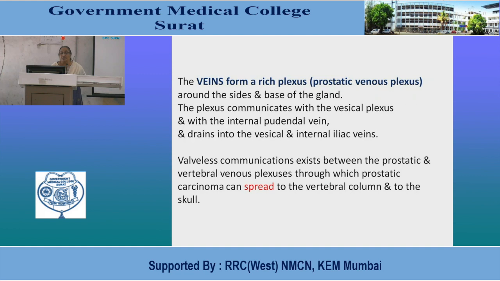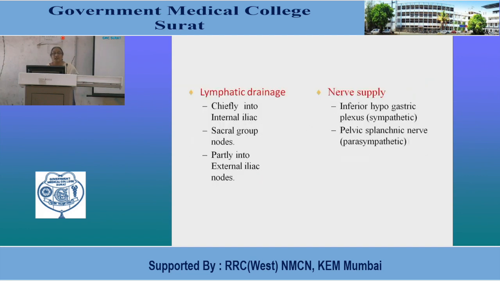Again, I will repeat it. So if the given radiogram of the patient shows metastatic changes, we can immediately go for the prostate. So here the valveless communication exists between the prostatic and the vertebral venous plexus, through which prostatic carcinoma as a metastatic process can spread to the vertebral column and to the skull. Now lymphatic drainage is chiefly into the internal iliac and sacral group of lymph nodes, and partly into the external iliac lymph nodes.